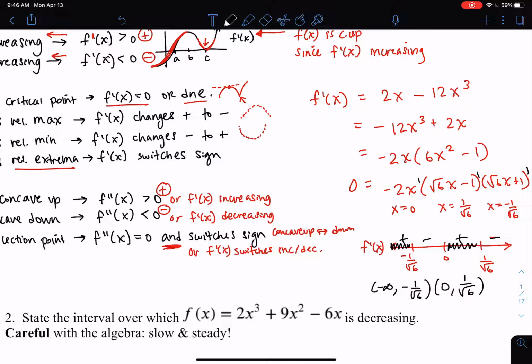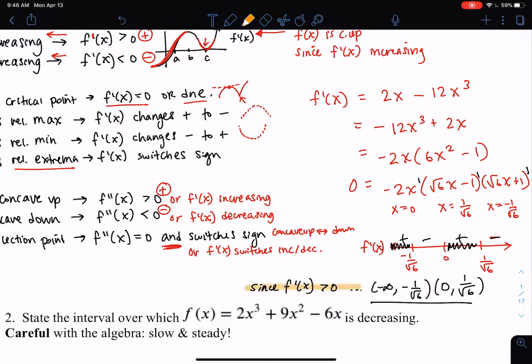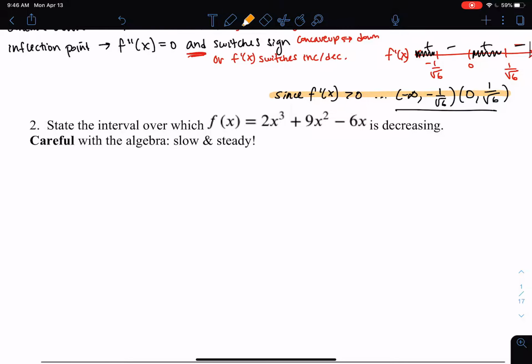You also have to write an explanation because it's going to be 2 points on the AP exam. 1 point for the answer, then 1 point from the explanation. Your explanation would be f of x is increasing on this interval since f prime of x is greater than 0. Okay? Try it yourself.